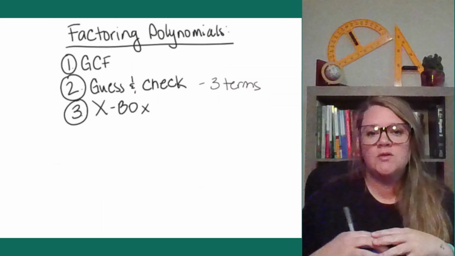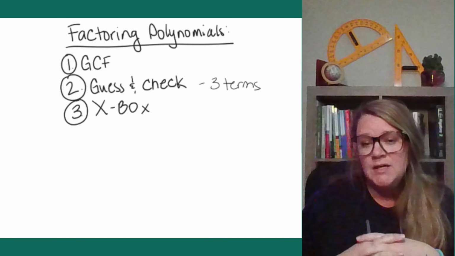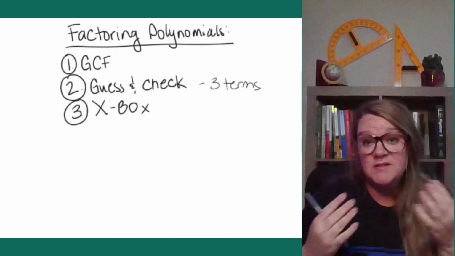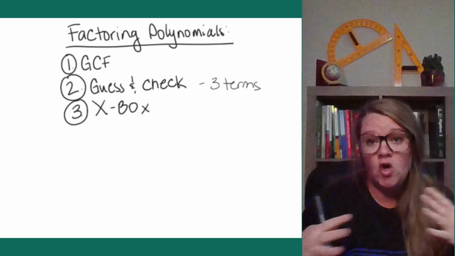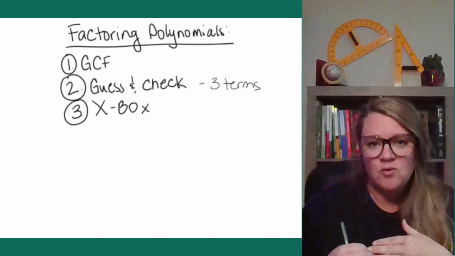So we have already learned several methods for factoring polynomials. The first one we talked about is called factoring the greatest common factor. And basically that means, what can I take out of all of these terms? It's like reverse distributing, taking something out of each term.